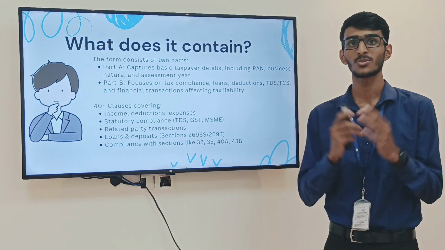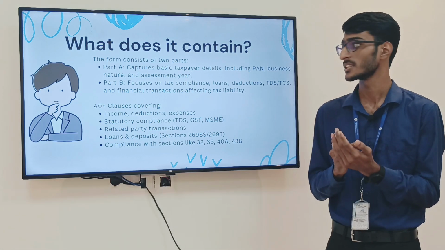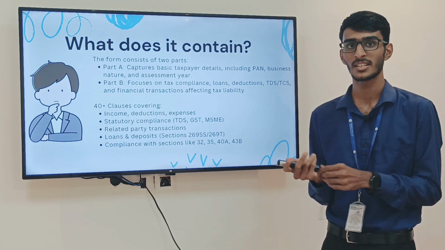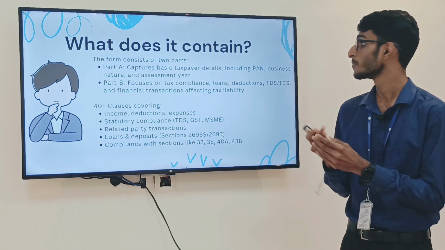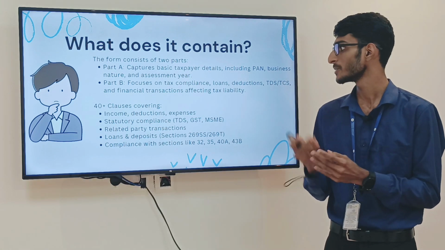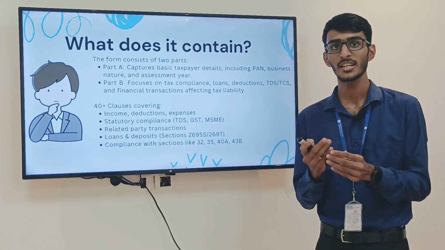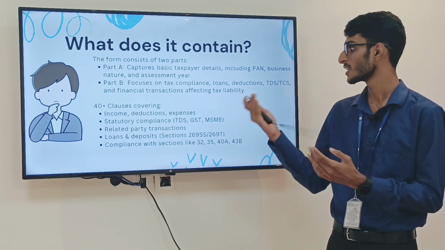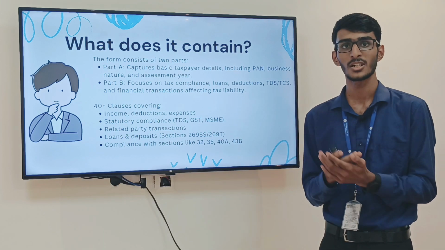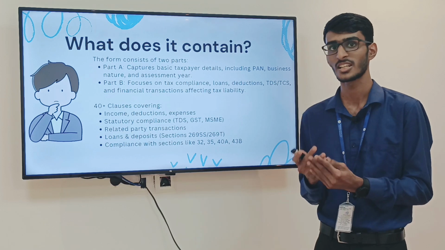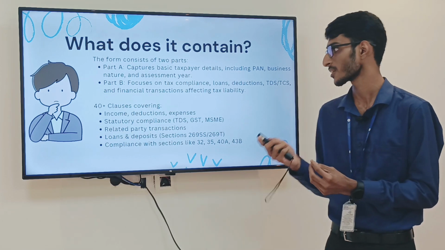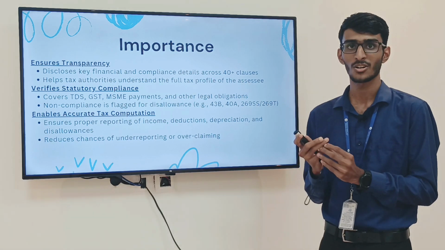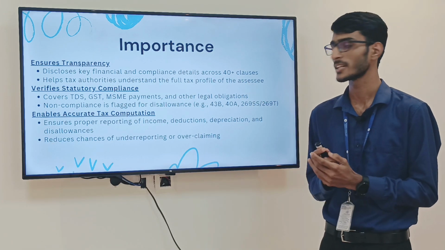Now let's see what actually is there in this Form 3CD. Form 3CD has two parts. The first part is the basic details such as the PAN number, the business nature, as well as the assessment year. And Part B is basically the disclosures, namely the income, deductions, expenses, and other statutory compliances like TDS, GST, MSME-related disclosures, etc. This is really important, especially for tax authorities, as it ensures transparency.